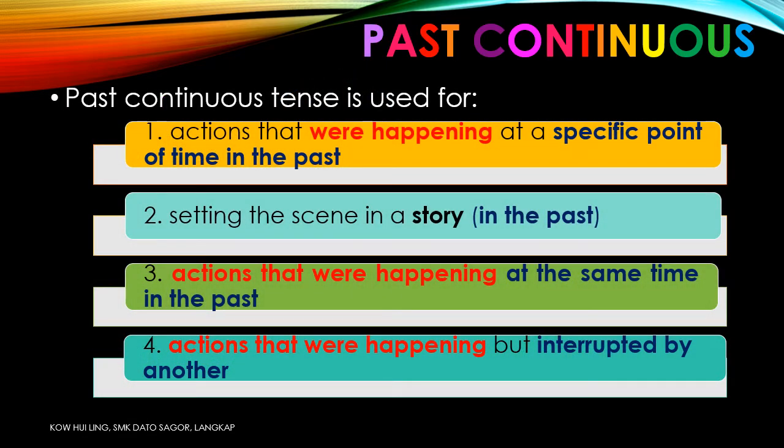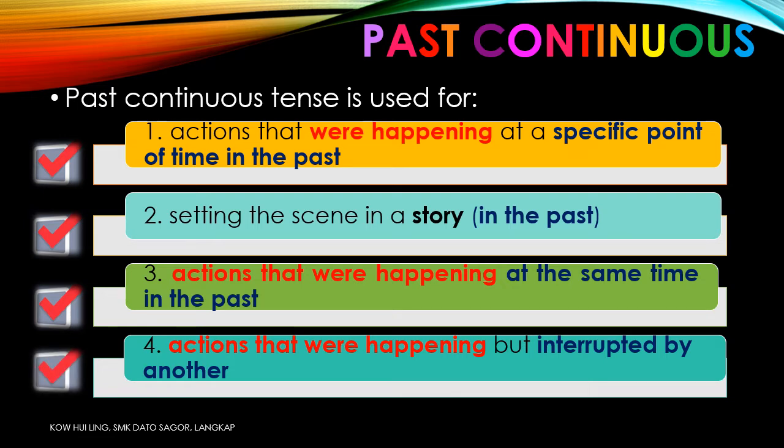When do we use past continuous tense? Past continuous tense is used for actions that were happening at a specific point of time in the past. It is also used for setting the scene in a story and actions that were happening at the same time in the past. Lastly, we use past continuous tense for actions that were happening but interrupted by another action.